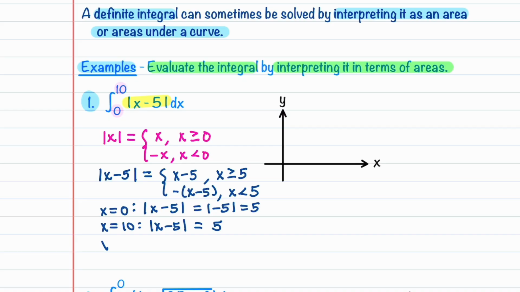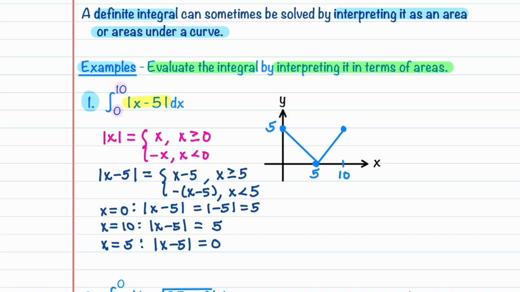Let's also find what this function is equal to in the middle, where our function changes. So we get the absolute value of x minus 5 is just equal to 0. Now let's go over here to our graph and plot these points. When x is equal to 0, our function is equal to 5. And then when x is equal to 10, it's equal to 5. And when x is equal to 5, it's equal to 0. So our graph looks like this, which is what we would expect when we graph an absolute value function. Let's put here that this is 5, and then this is 10.